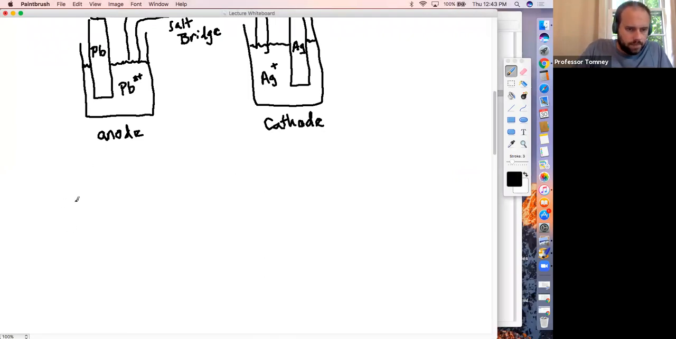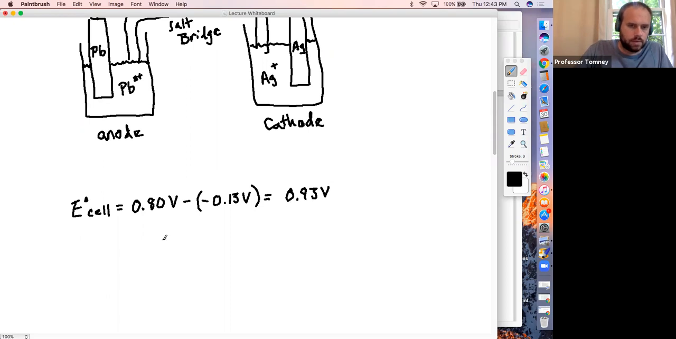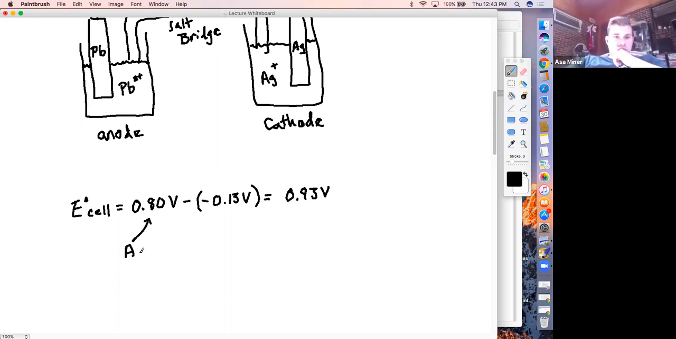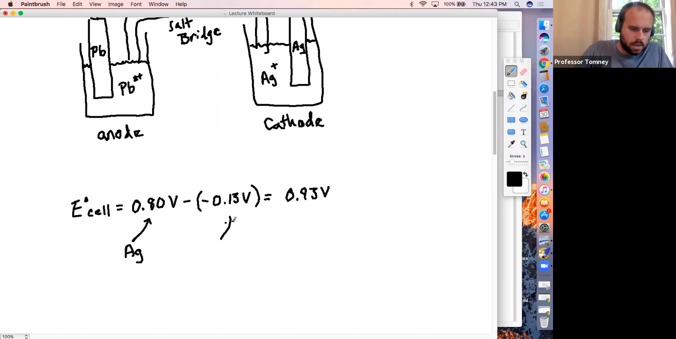So for number 3, the standardized E cell for this is going to be the E cell of the cathode. The cathode is silver in this case. So you grab that value off the chart and it should be 0.80 volts minus the potential for the anode. And the anode in this case, if you go to the table, should be negative 0.13 volts. And so if you put those together, you're going to get 0.93 volts, right? And so just as a reminder, this is the silver cathode value, okay? And then this is the lead anode value.